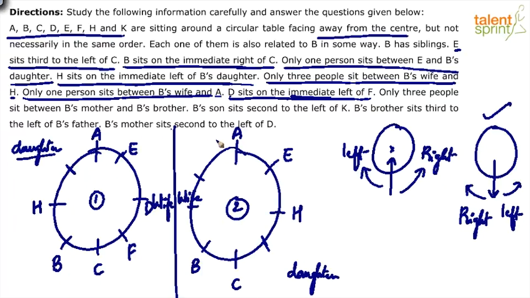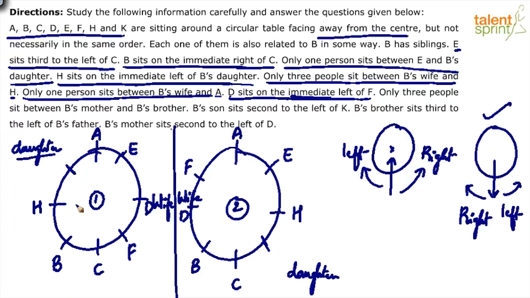These are the two consecutive positions. We want D to be on the immediate left of F. So on the immediate left of F means F would come here and D comes here. So left of F, anti-clockwise, right? F and D. If you observe, as of now, we have got 7 persons arranged on the table.